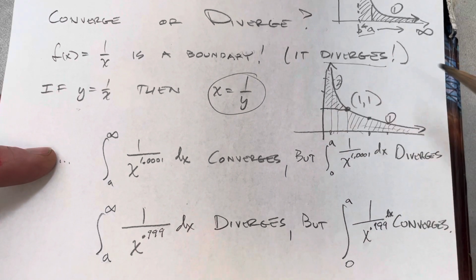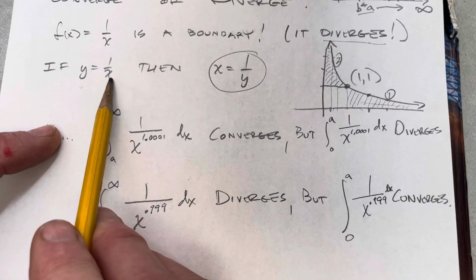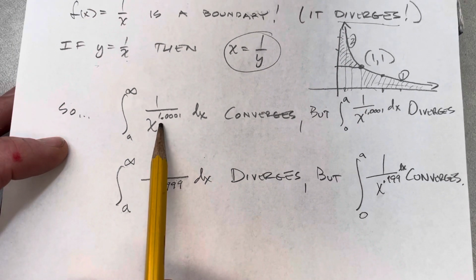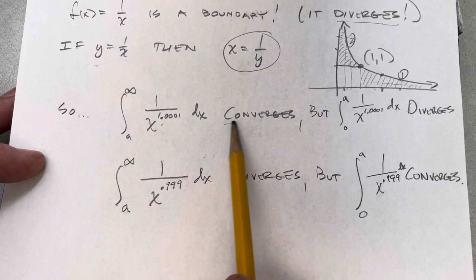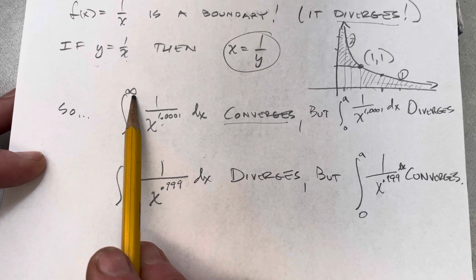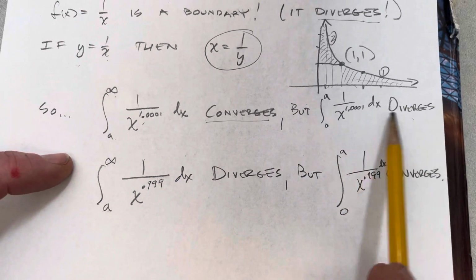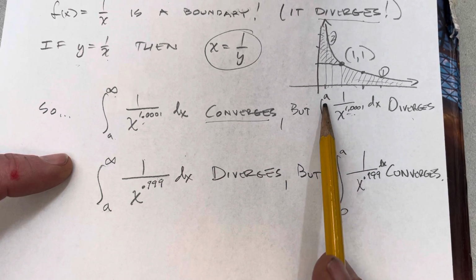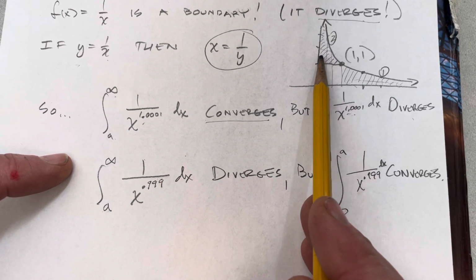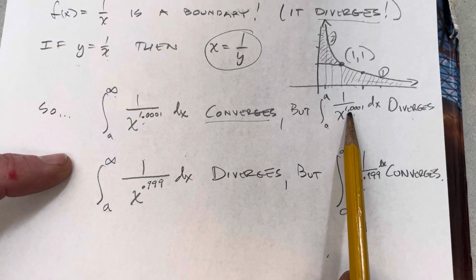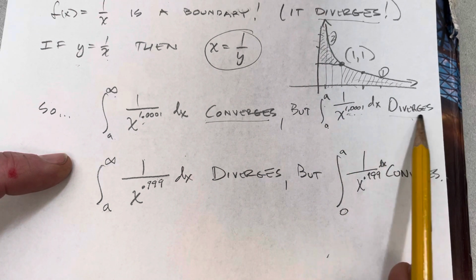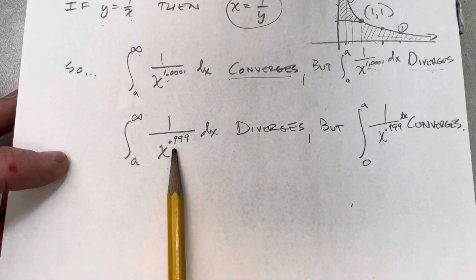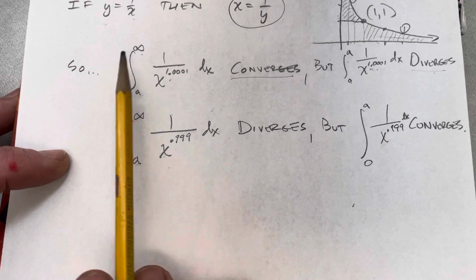So my point is that if we're slightly more than x to the first down below, if we have x to a slightly larger power, then this will converge when it's going out to infinity. That's the type 1. But it will diverge if it's written as from 0 to a. If we're summing up this area, because it's slightly larger, it will diverge when we're going towards that axis as the asymptote.